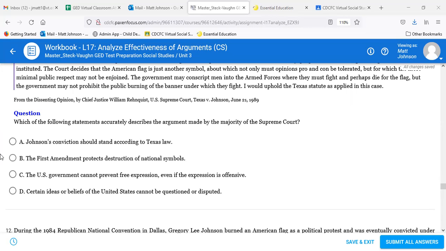B. So C. It's that the government cannot prevent free expression. So it's not so much that it protects destruction. Well, see, that gets a little iffy because the national symbol might be personal property, like a monument or something like that. So you can't go around doing that, but you cannot prevent free expression even if we find it offensive. And that's basically what their ruling was there. So 11 is C. Right, and 12, let's go to Etta for number 12.